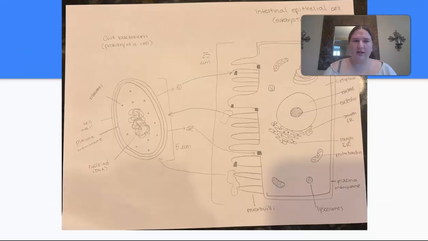And if we go back, we can see that in the picture as well. These little soft cloudy things are the mucus coming out of the intestinal cell, helping the bacterium.